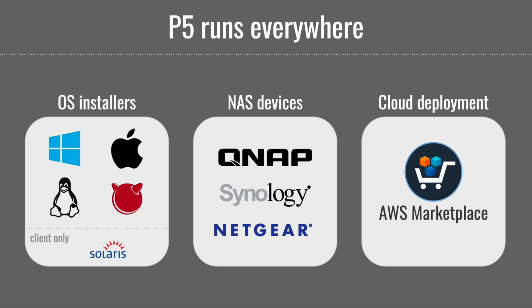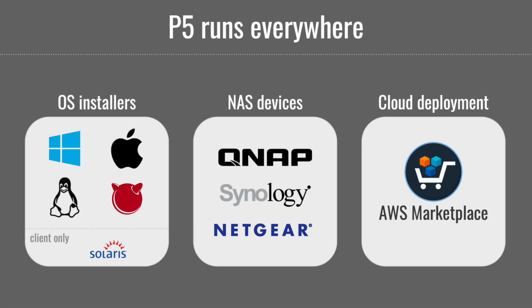We run on NAS devices and are in the stores for QNAP, Synology, and Netgear. So with these NASs, you just have to go into the NAS web-based UI store, search for Archiware or P5, click install, and you'll have P5 installed on your device. Then you just need to add a license to activate it or not, as the case may be.